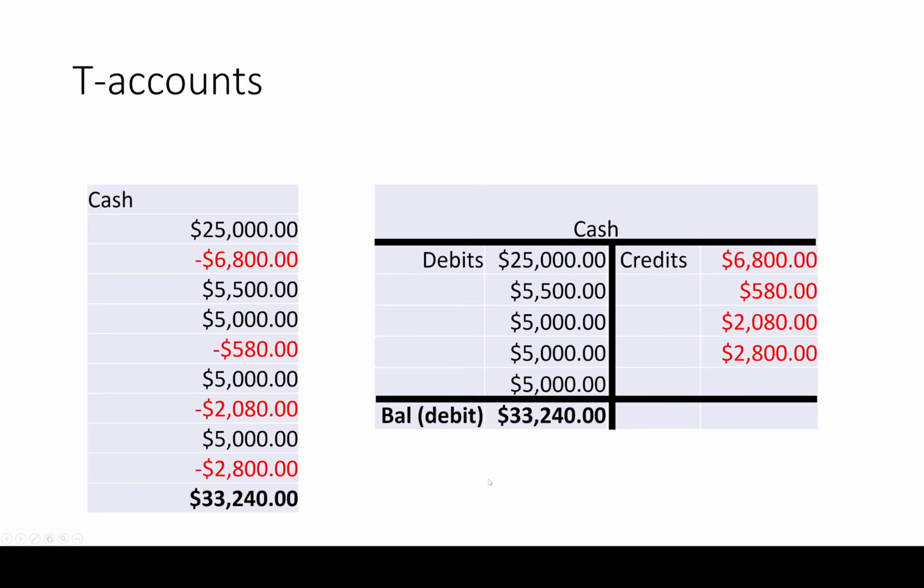$33,240. Because cash is considered an asset account, any cash inflow is written on the debit side and any cash outflow goes on the credit side. So the sum of debits minus the sum of credits gives us $33,240. That's how it works.